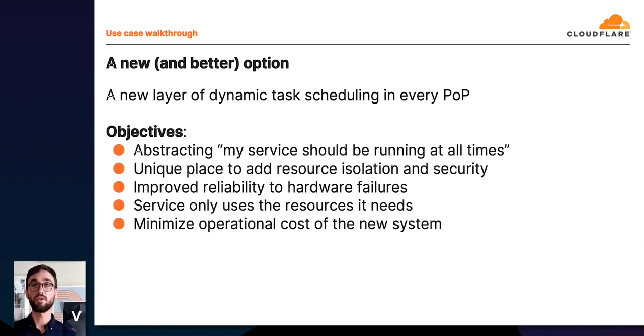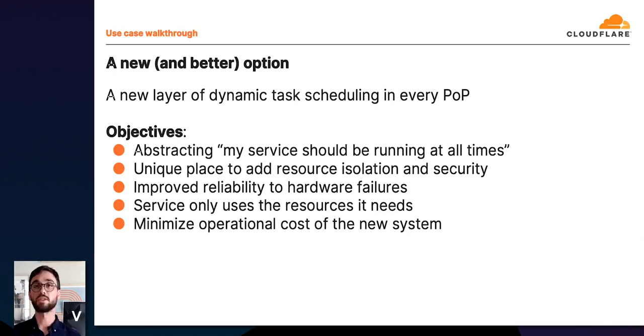Another objective of that is that it provides us with a unique place to add resource isolation. I was talking about noisy neighbors earlier, and having that layer of task scheduling, we can add constraints to avoid collocating certain services together. We can set resource limits, and we can even add a security layer, which then becomes the default for all services using that new layer of dynamic task scheduling.